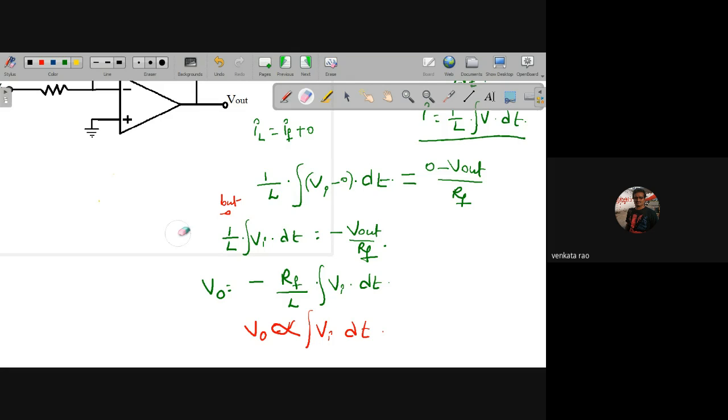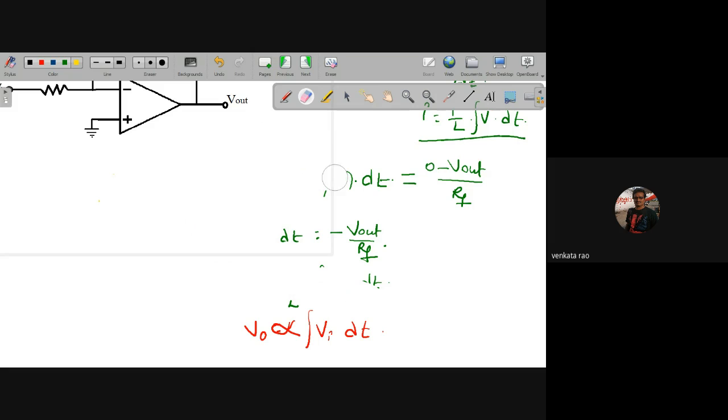What is a filter? Very good. So a filter is a frequency selective circuit.